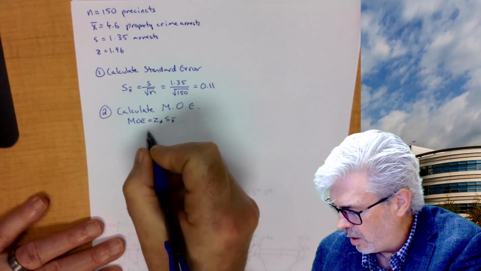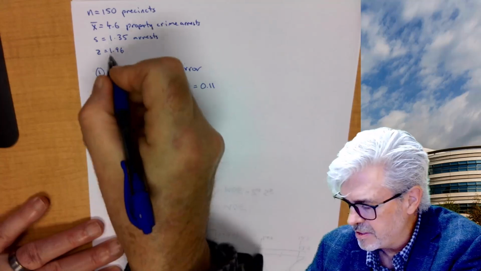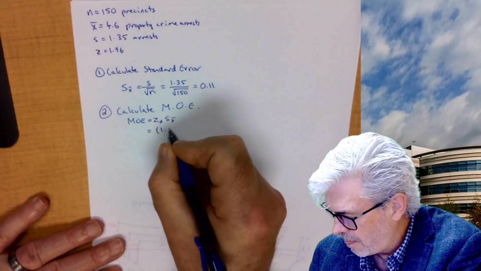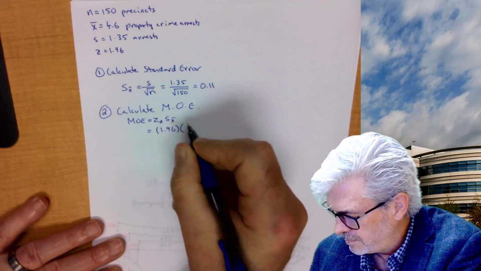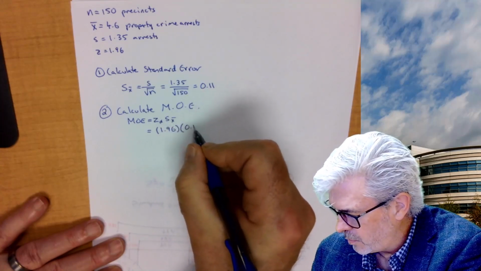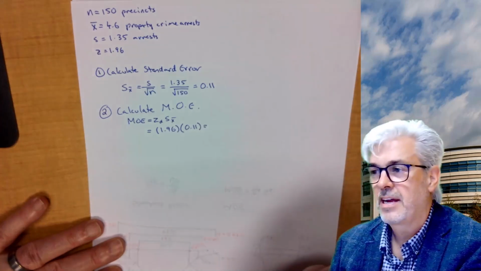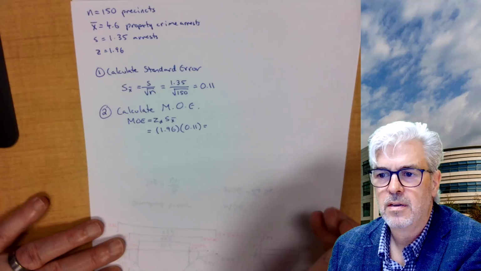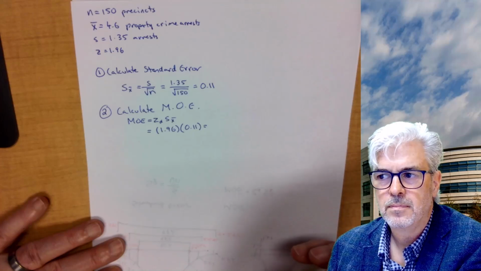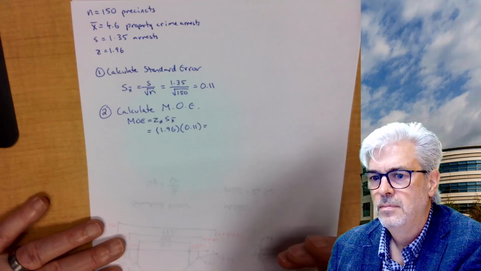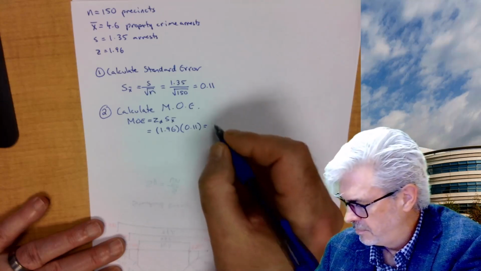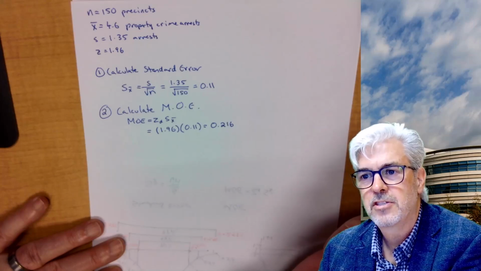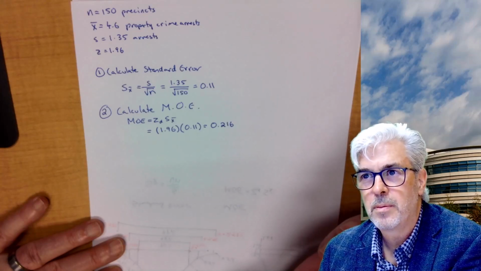Well, we know that the z-score that we're interested in is 1.96 because we want to build a 95% confidence interval. And our standard error was 0.11. So what does that calculate to be? Go to 3 digits with this one. 0.216 if it's rounded up. 0.216. Do you guys agree? I hope so because I wrote it in pen.